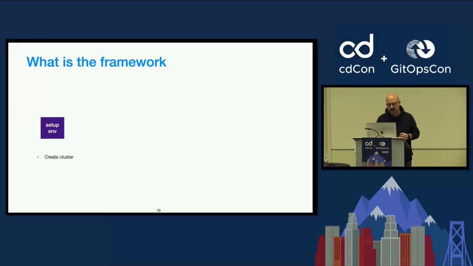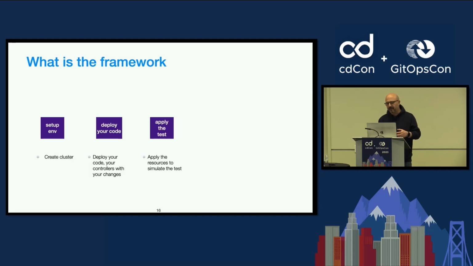In our case, the framework was basically doing these steps. First, creating a cluster, which is easy to do using a kind cluster or something like that. Then deploying our code, which is the controllers that we're trying to test, the controllers that we've changed. And then applying the test resource. For example, we apply this workload resource, and it will work on the changes that you've done in the controller, and then we see the output resource, how it updated or reconciled it.